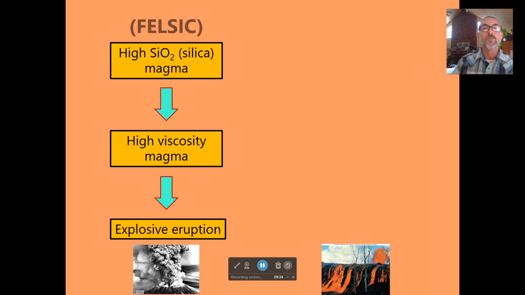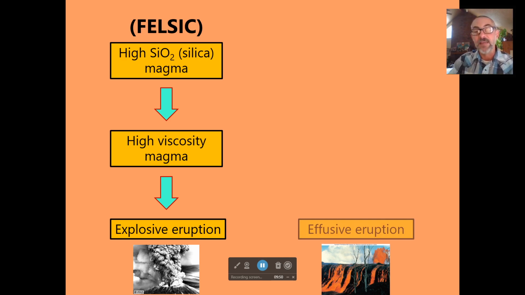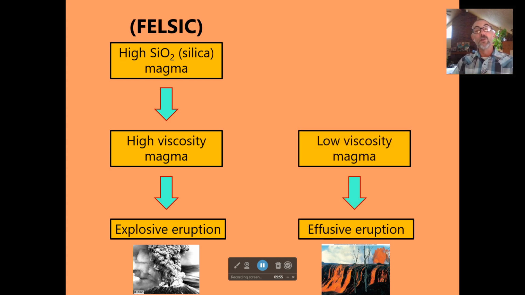Well, now we're dealing with familiar terminology. That's describing felsic magmas. So felsic magmas tend to erupt explosively. And the opposite is true for effusive eruptions and mafic magmas. So effusive eruptions are the result of low viscosity magmas. Runny magmas do not trap gas as well, so the gas escapes easily before pressures have a time to build up to dangerously explosive levels.